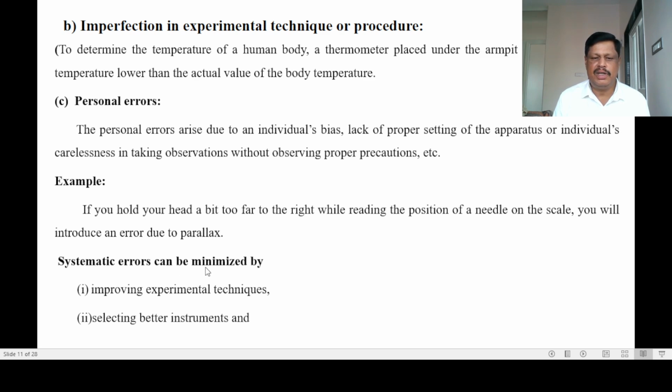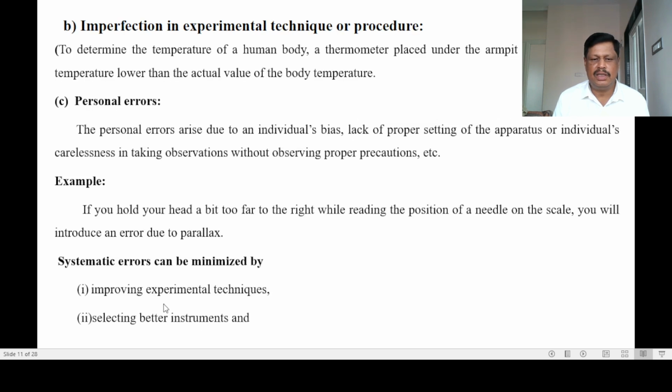Systematic errors can be minimized. How can these systematic errors be minimized? They can be minimized by improving experimental techniques and selecting better instruments, etc.